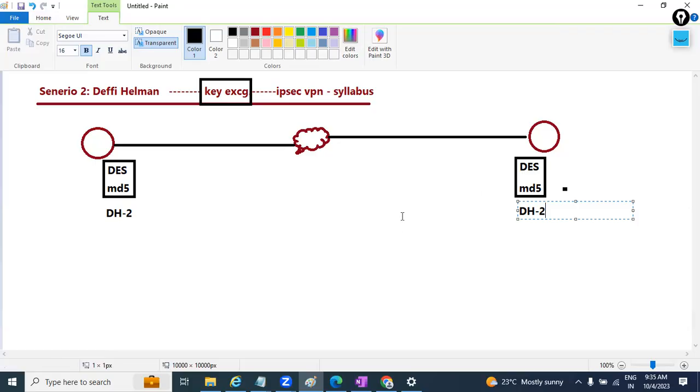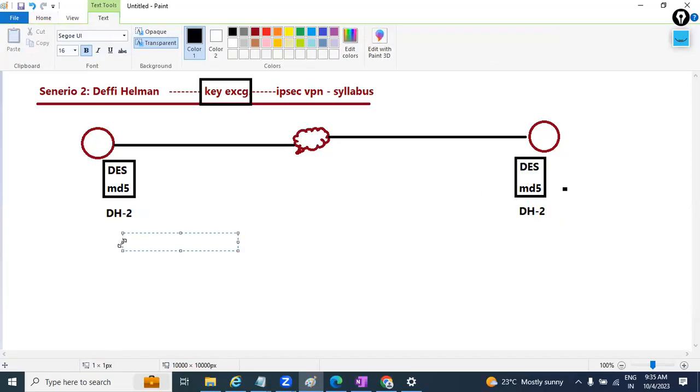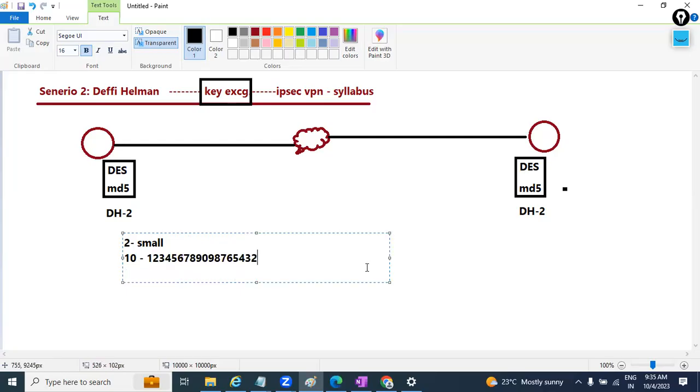Let's consider once they generate the keys, the size of the keys would be dependent on the group. Let's consider it's group 2, the size of the keys would be small, say 1, 2, 3, 4, 5. If you are using group 10, then the key would be 1 through 10. This is the size of your key, so the size of the key depends on the size of the Diffie-Hellman group.